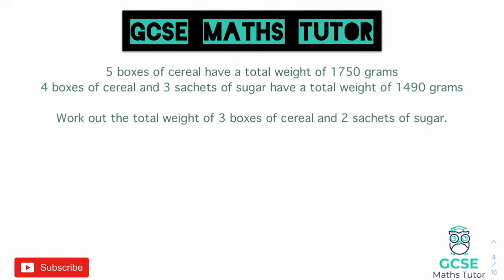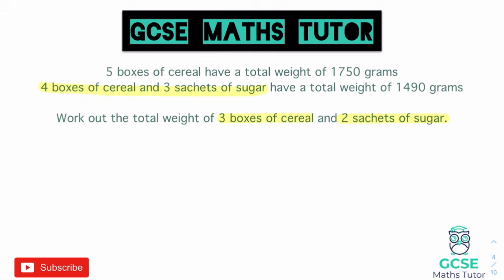Okay, so let's read through this question. It says here that 5 boxes of cereal have a total weight of 1,750 grams. It then says that 4 boxes of cereal and 3 sachets of sugar have a total weight of 1,490 grams. Work out the total weight of 3 boxes of cereal and 2 sachets of sugar. So this question's different because we have 2 different variables. We have the cereal and we have the sugar.